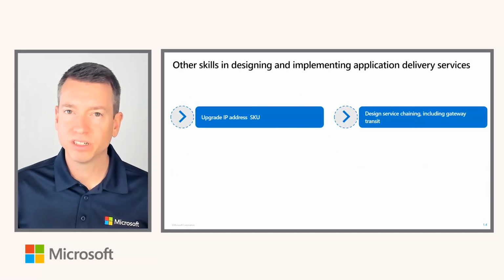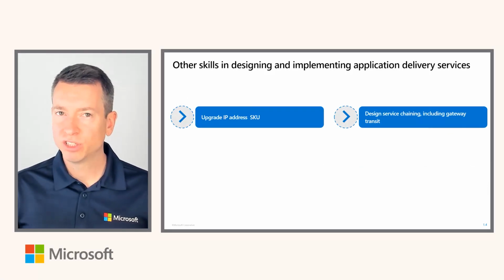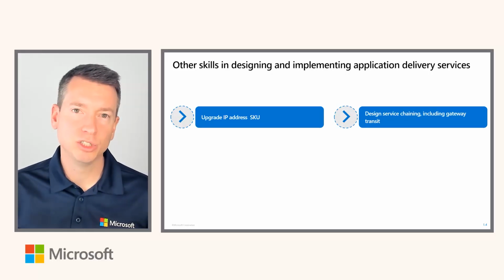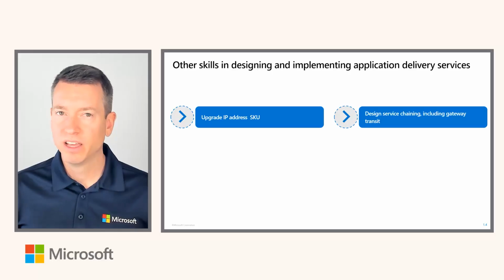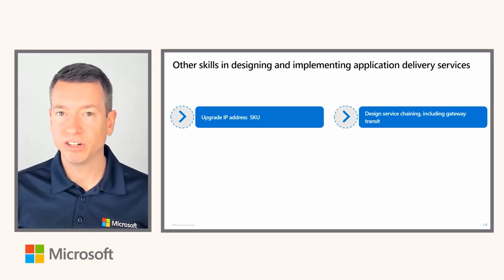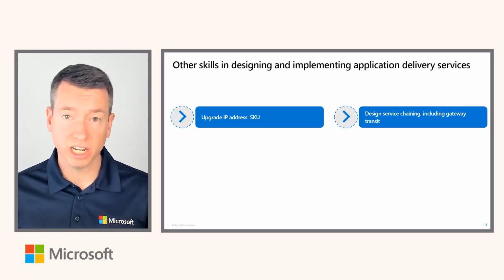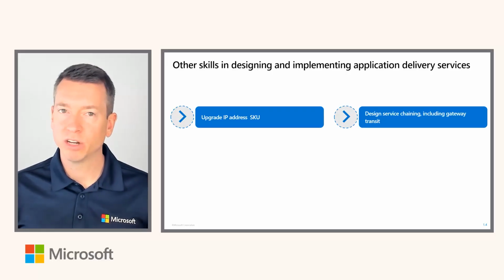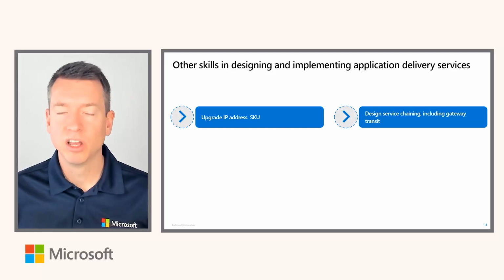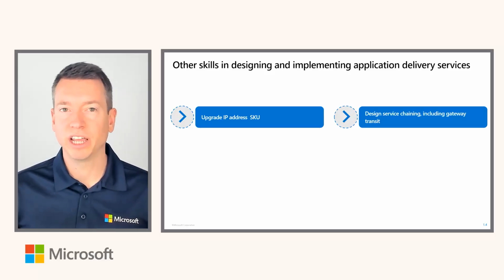Now we have some important guidelines for you to follow. First of all, upgrade your static basic SKU public IPs to the standard SKU using the Azure portal. Configure user-defined routes that point to a virtual network gateway, and then you can enable service chaining. You can also deploy hub and spoke networks, where the hub virtual network hosts a network virtual appliance or even a VPN gateway.